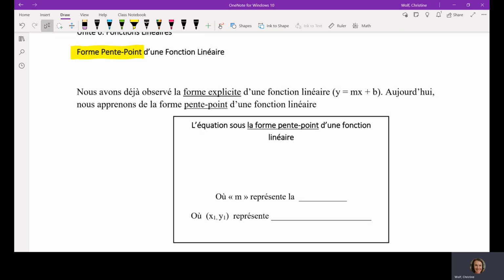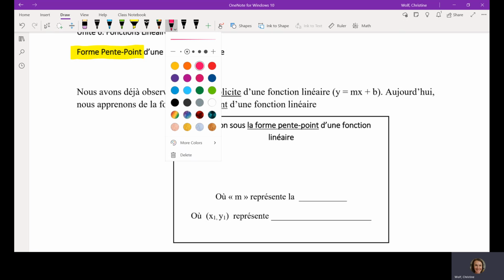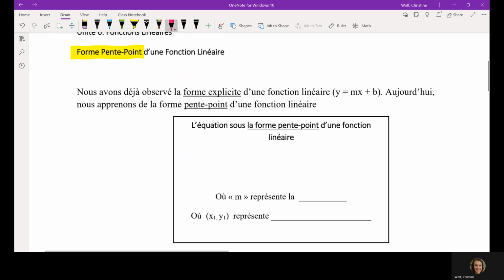Very self-explanatory. So, ça dit ici que nous avons déjà observé la forme explicite. Ça, c'est ce qu'on a fait dans la leçon 3 et la leçon 4. La forme explicite, c'est celui-ci là. OK? You should remember now that M, le numéro ici, c'est la pente. Et le numéro à la fin, c'est l'ordonnée, où ça coupe l'axe Y. So once we're given that type of equation, we can very easily graph it. You start on the y-axis, you do the slope.